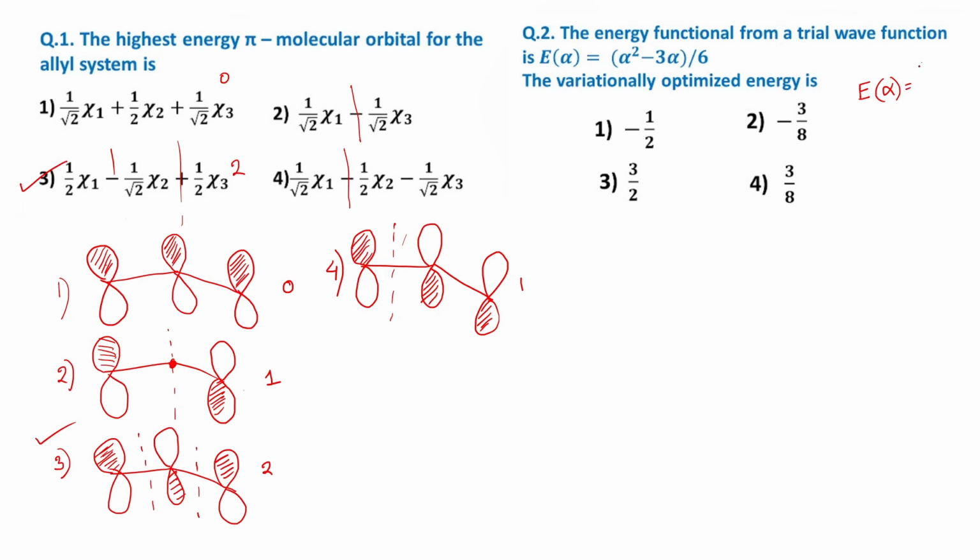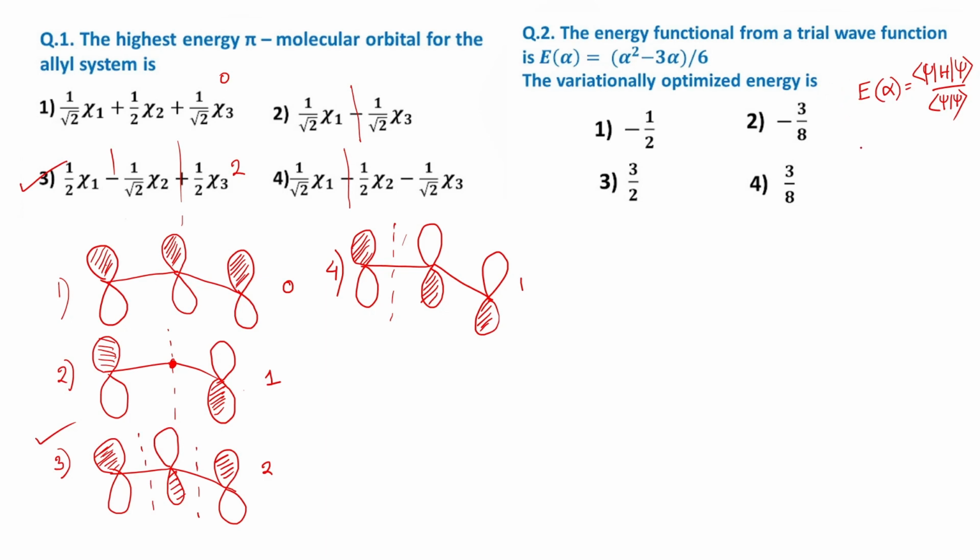We do that psi, then your Hamiltonian, psi, and then if psi is not normalized, then we get the value of energy which is dependent on this variational parameter. So they have already found out this is alpha square minus 3 alpha by 6. So what they want to know is the variationally optimized energy. So how do we do that actually?